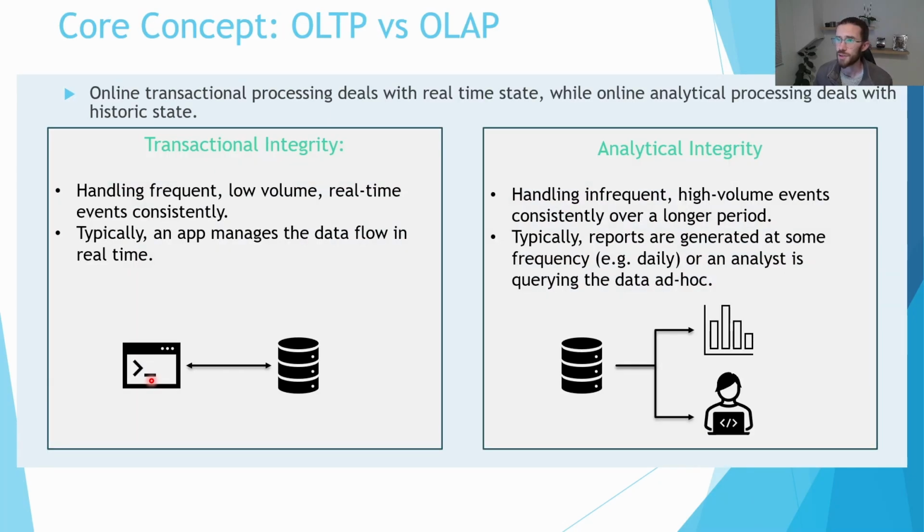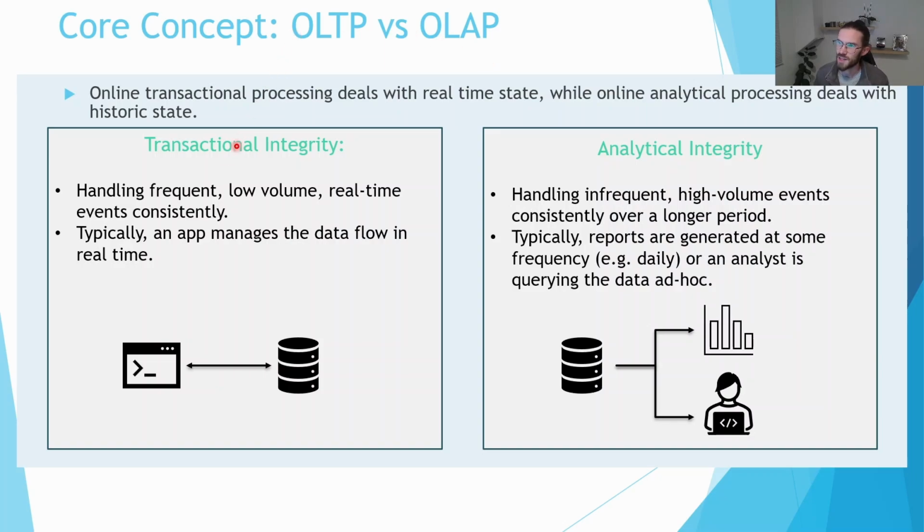With that in mind, the core concept that I want to bring up is OLTP versus OLAP. OLTP stands for online transactional processing, whereas OLAP stands for online analytical processing. Online transactional processing really just deals with real-time state, while online analytical processing deals with historic state. We can say that pretty broadly.